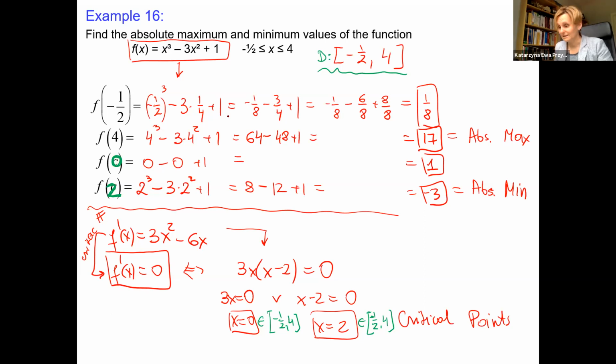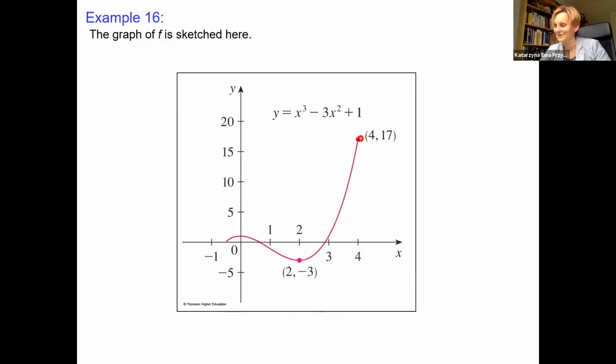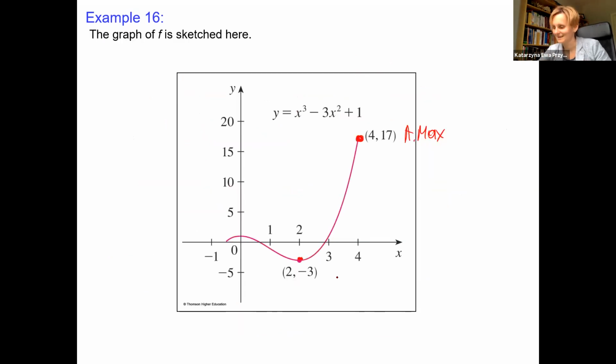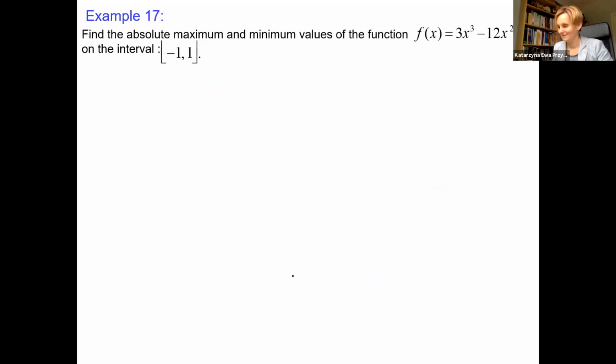Okay, what else do we have? We're doing quite okay. And actually, let's see, I have the graph. Yes, 417 max and 2. We didn't compute. No, that's correct. Negative 3. For some reason, I thought that this is the absolute minimum. And yes, 2 was a critical number. 4 was an endpoint.